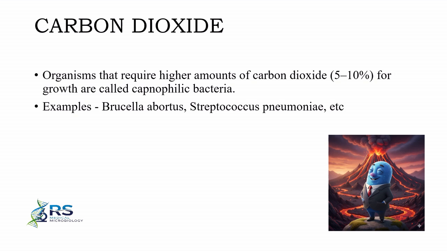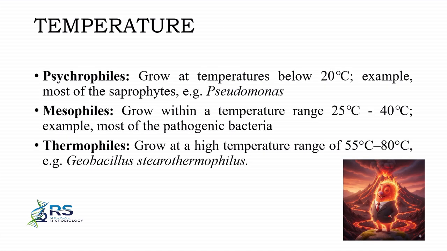Carbon dioxide: in normal bacterial growth, we have a small amount of carbon dioxide added. Even in routine pathogenic bacterial growth, we add a little bit of carbon dioxide to enhance certain features like hemolysis. Temperature wise, you can classify them into three types: the psychrophiles, which grow at a very low temperature; mesophiles, which include most of our pathogenic bacteria, which grow at a normal range around 25 to 40 degrees; and the bacteria which grow at a very high temperature are named thermophiles.